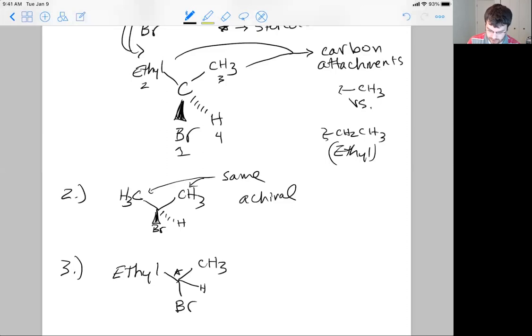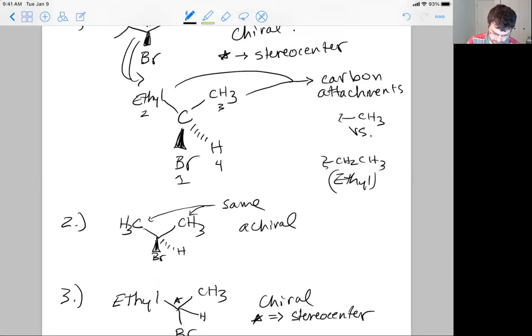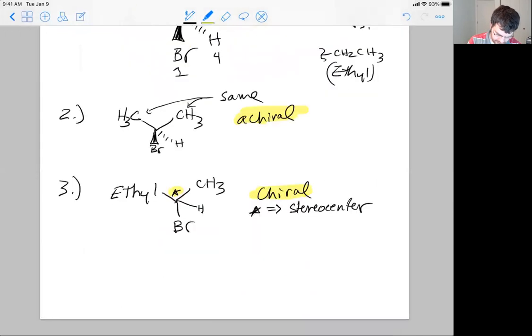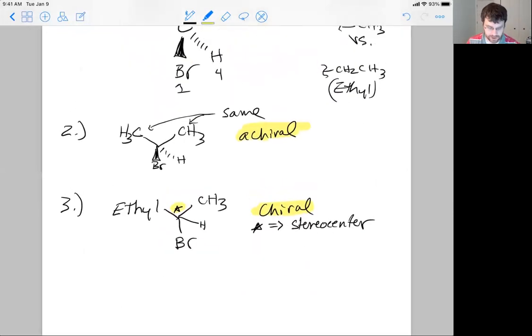We would put the star here. The star is equal to our stereocenter or chiral carbon, and the molecule is chiral. So I'm going to go through and highlight chiral and then put a star next to the stereocenter. Notice I wouldn't have a star in a molecule that's achiral because it shouldn't have a stereocenter.